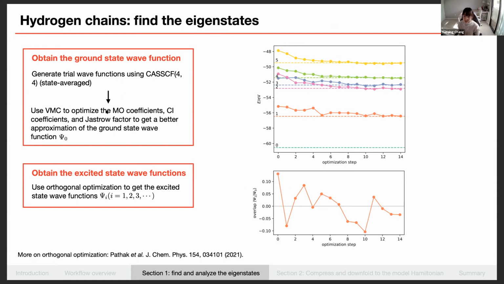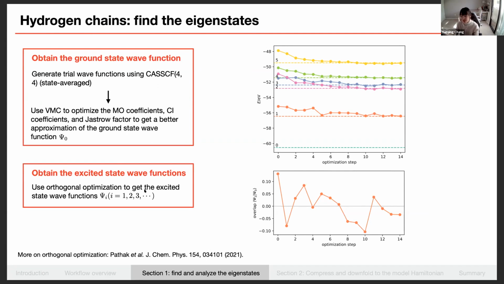So to start with, let's start from obtaining a ground state wave function. You can choose any ansatz that you know and love, but here I started from a state averaged CASSCF 4,4 trial wave function and then multiplied it with a Jastrow factor. And then I use variational Monte Carlo to optimize its molecular orbital coefficients, CI coefficients, and Jastrow factor parameters to get a better approximation for the ground state wave function psi naught. And after I obtained this ground state wave function, I began to get all these low energy excited state wave functions using a method called orthogonal optimization.